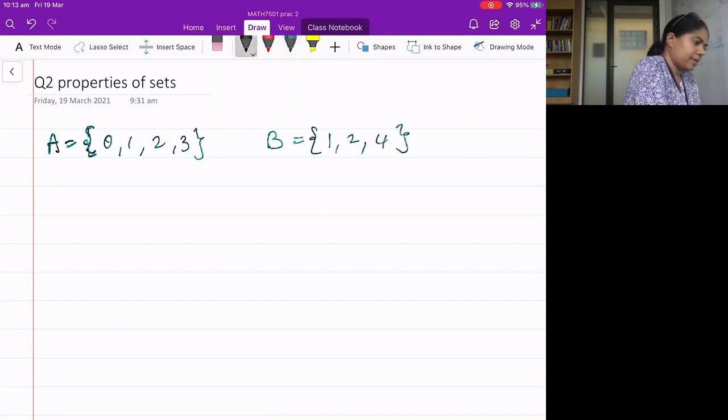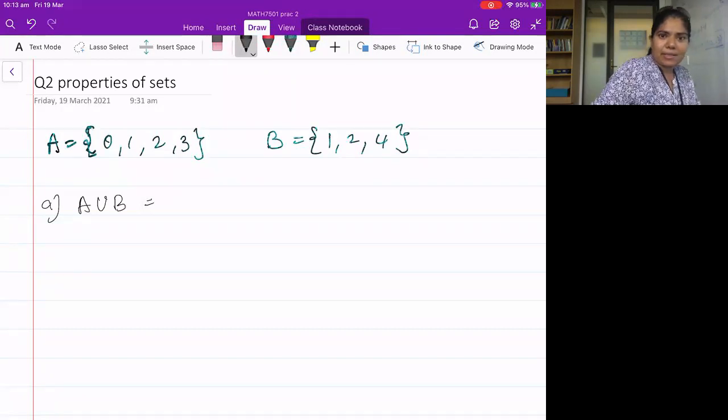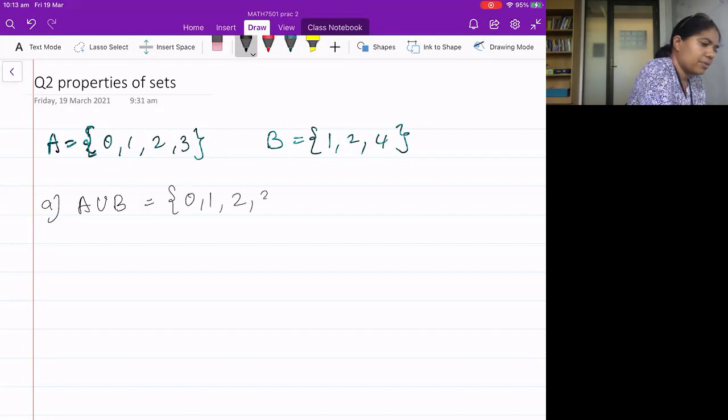We've got to determine A union B, which is pretty easy. I think I mistakenly gave the answers. No, there's a mistake. Oh, I didn't give the answer. Okay. A union B contains all elements from A and B, which is 0, 1, 2, 3, and 4. Okay.